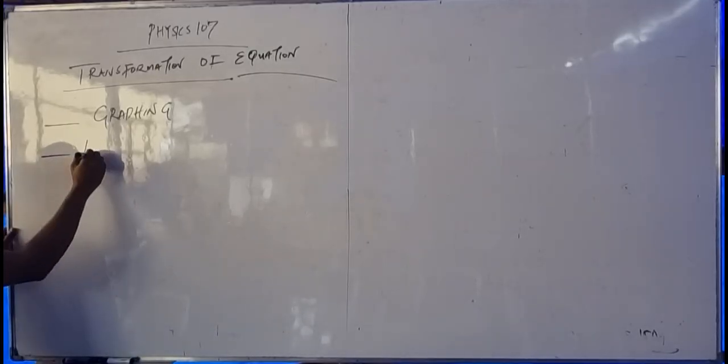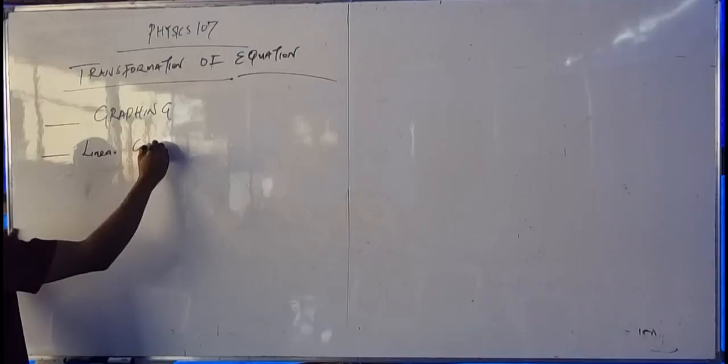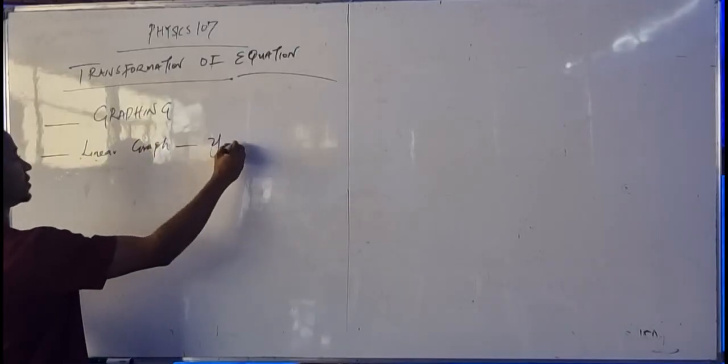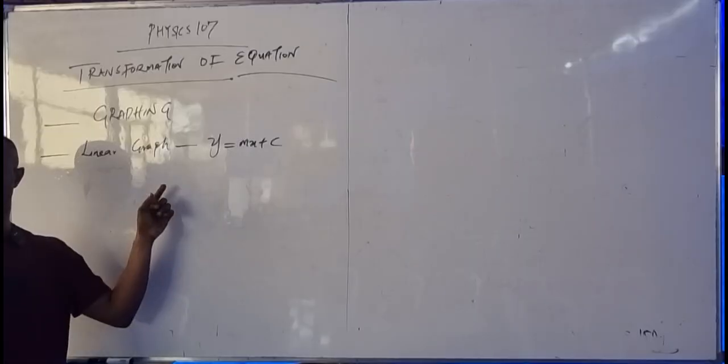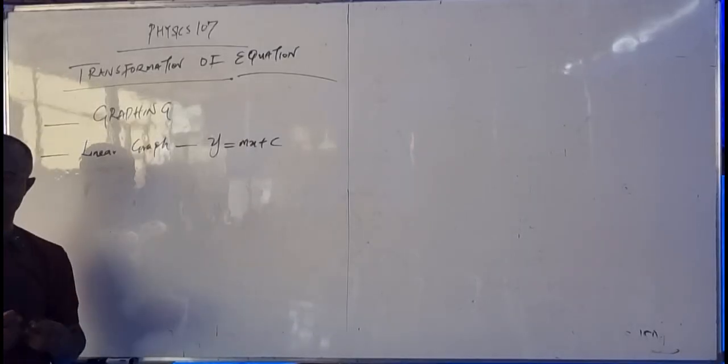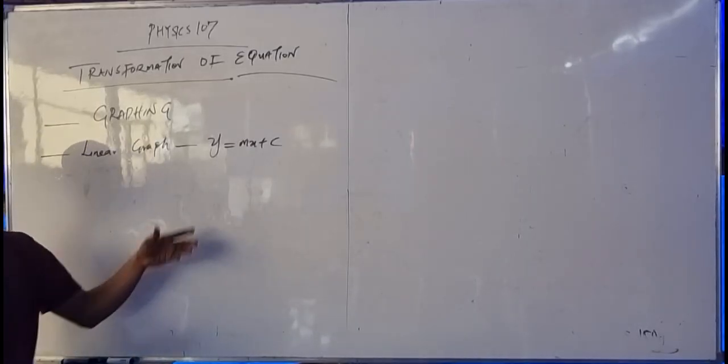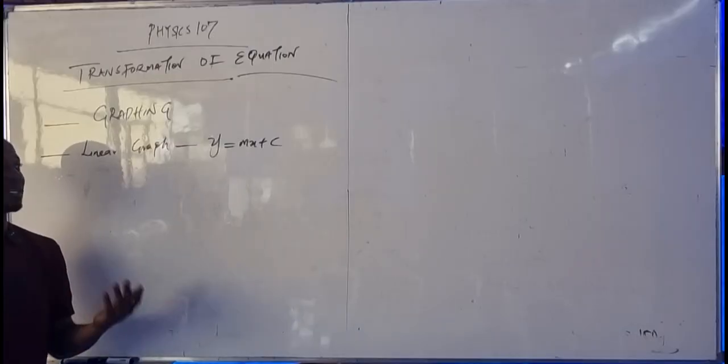We have what is called the linear graph, right? The general form is y equals mx plus c, right? Are you following? Were you in the class last week? We have the linear graph. The general form of all linear graphs is y equals mx plus c.